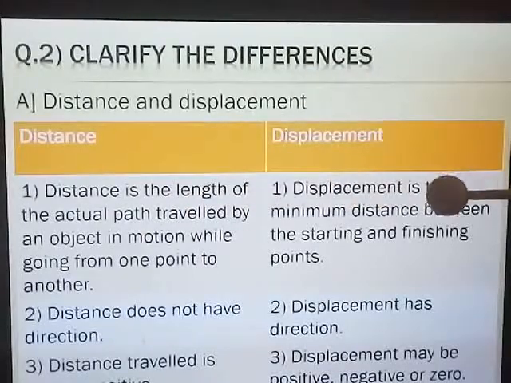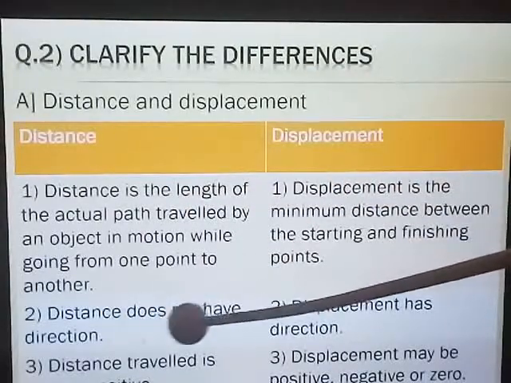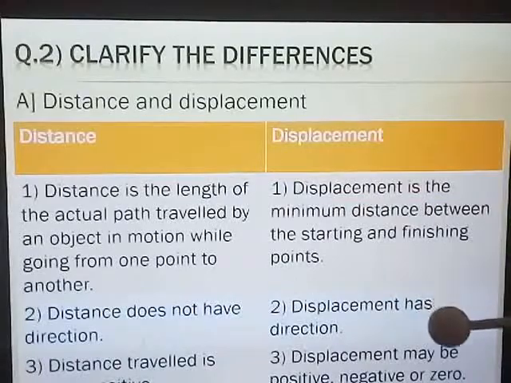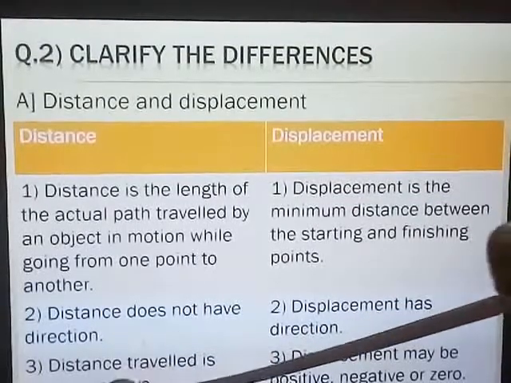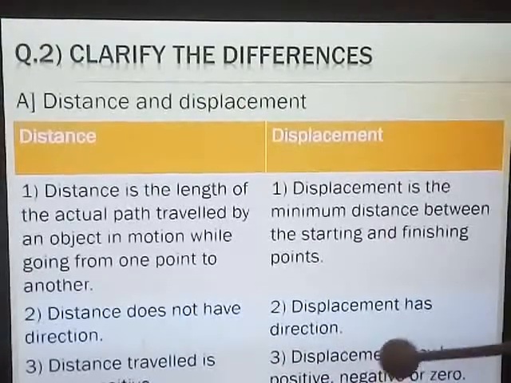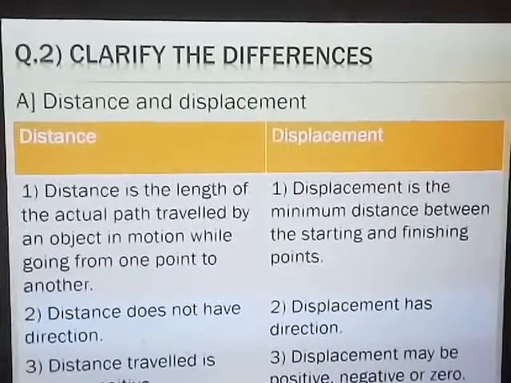First, always your definition. Second, I have mentioned distance does not have direction. Displacement has direction. Third point, distance travelled is always positive. Displacement may be positive, negative or zero.